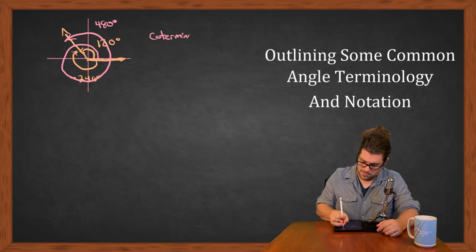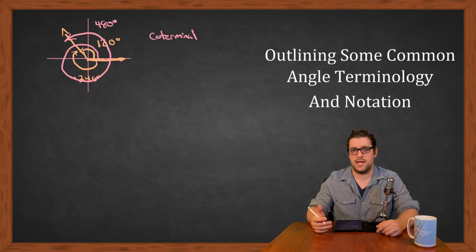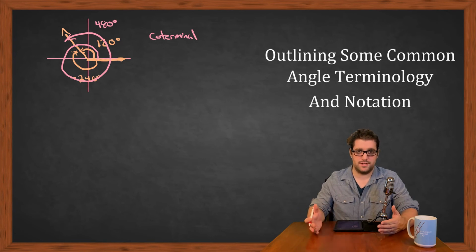So coterminal meaning they end with the same terminal arm. They share a terminal arm. So how many angles would be coterminal with each other? Well, an infinite amount. If you have some sort of domain restriction where you're not allowing certain rotations, then it's going to be, of course, confined to some value.